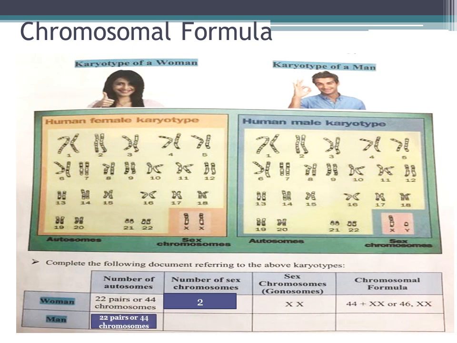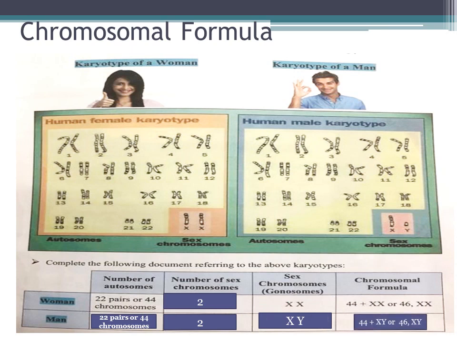Now, in case of the man, we have 22 pairs or 44 autosomes. The number of sex chromosomes is also 2. The gonosomes in case of the man are XY. So the chromosomal formula will be 44 plus XY or 46, comma, XY.